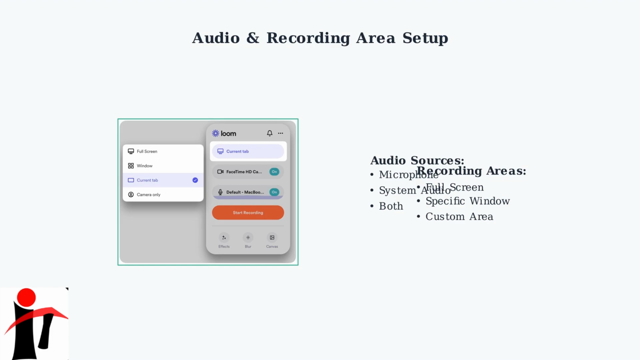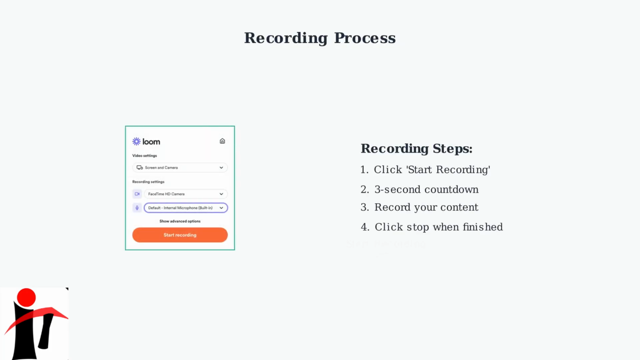Loom offers three primary recording modes: screen only for capturing your desktop, camera only for webcam footage, or screen plus camera for comprehensive presentations. Next, you'll select your audio source, choosing between your microphone, system audio, or both. You'll also define your recording area, whether you want to capture the full screen, a specific window, or a custom area. When you're ready to record, simply click the record button.